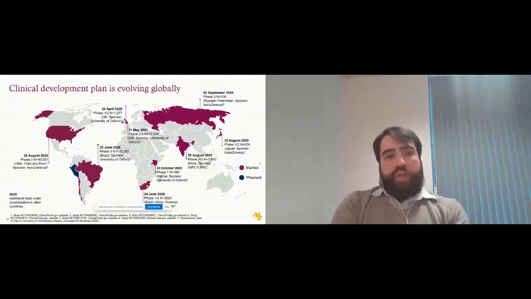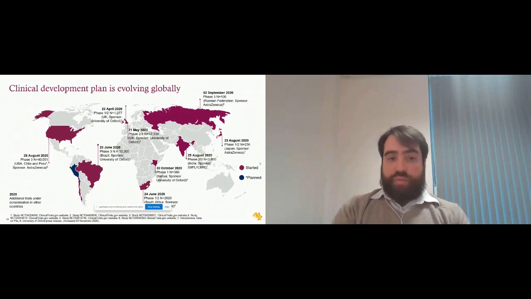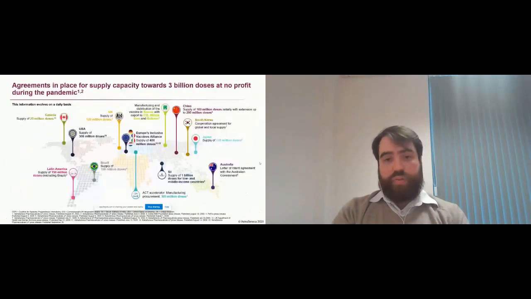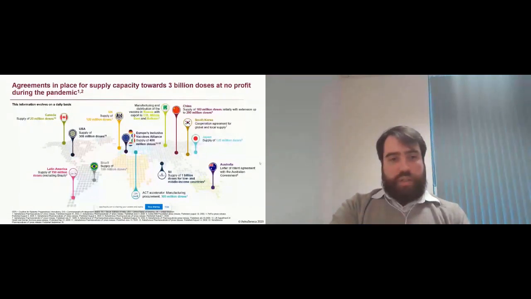But I suppose one of the key pieces of good news about this vaccine is that we do have agreements in place for supply capacity towards 3 billion doses by the end of 2021. So it was really good that we can show that our vaccine works, and we've got supply capacity for a significant proportion of the globe. So we were really excited about that. I'll stop here.